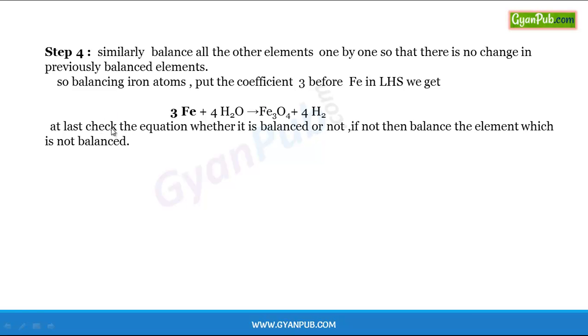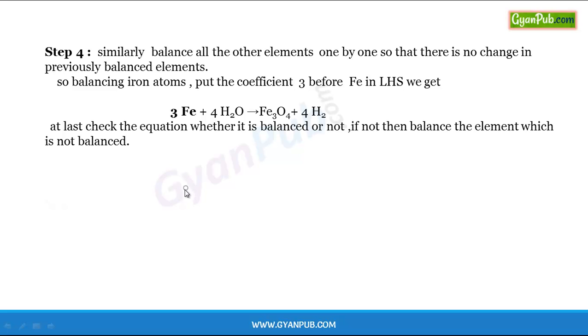So now again, at last, check whether the equation is balanced or not. If not, then balance the element which is not balanced. So now we are going to check whether this equation is balanced or not. There are 3 iron atoms on the left hand side and 3 iron atoms on the right hand side, and there are 8 hydrogen atoms on the left hand side and 8 hydrogen atoms on the right hand side, and there are 4 oxygen atoms on the left hand side and 4 oxygen atoms on the right hand side. So the equation is balanced with an equal number of atoms of each element on both the left hand side and the right hand side. So here, according to the law of conservation of mass, the equation is balanced and the total number of atoms is equal on both sides.